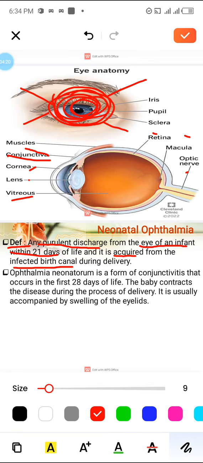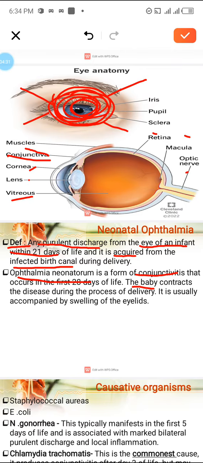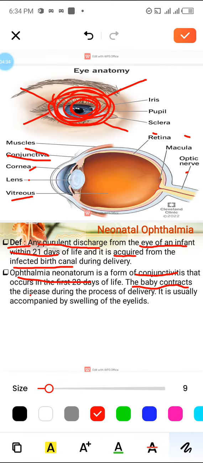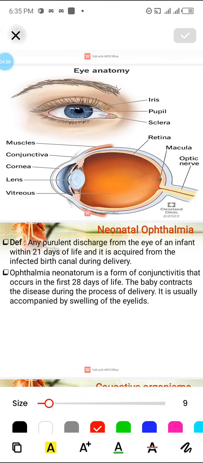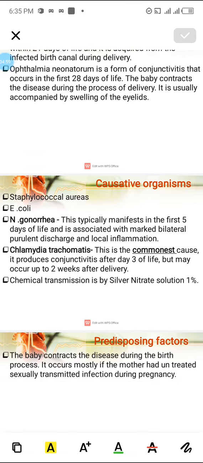Then ophthalmia neonatorum is a form of what? Conjunctivitis. It's a form of conjunctivitis which occurs within the first 28 days of life, just like we have discussed. The baby contracts the disease during the process of delivery. Like I've explained, it sweeps through the vagina or the birth canal. So what usually comes here? There will be swelling of the eyelids. When the infection occurs, there'll be swelling of the eyelids plus conjunctivitis. That's why I emphasize the conjunctiva.